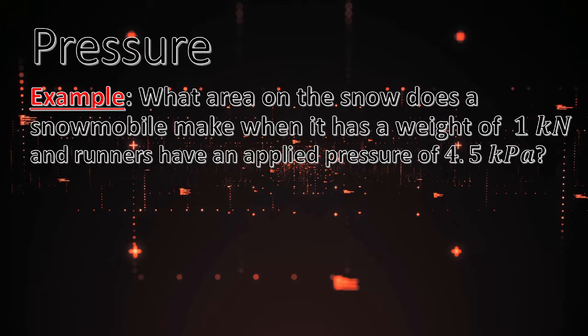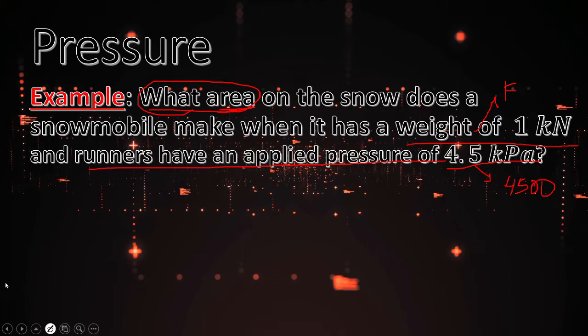Okay, we have another example. Let's say we are finding for the area. What is the area on the snow a snowmobile makes when it has a weight, again, weight is your force, and runners have an applied pressure of 4.5 kilopascal? So again, 4.5 kilopascal is equal to 4,500.